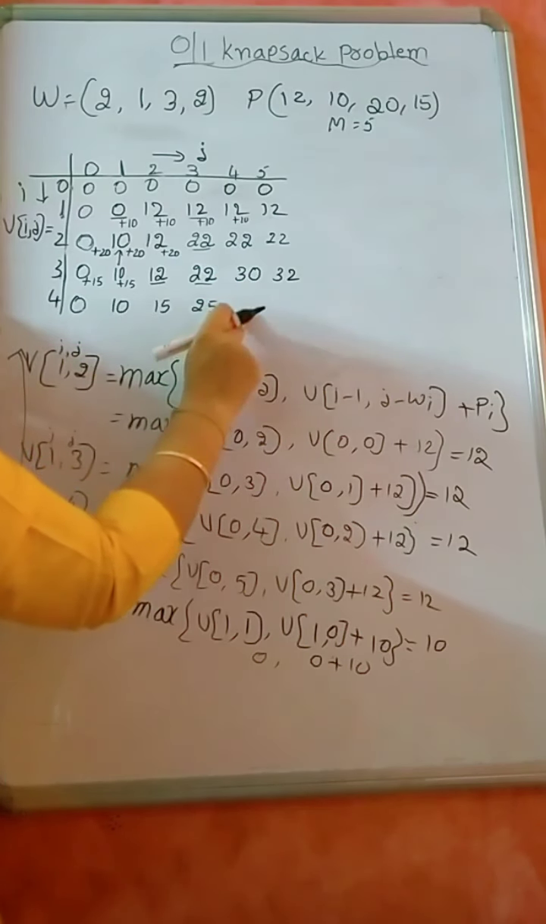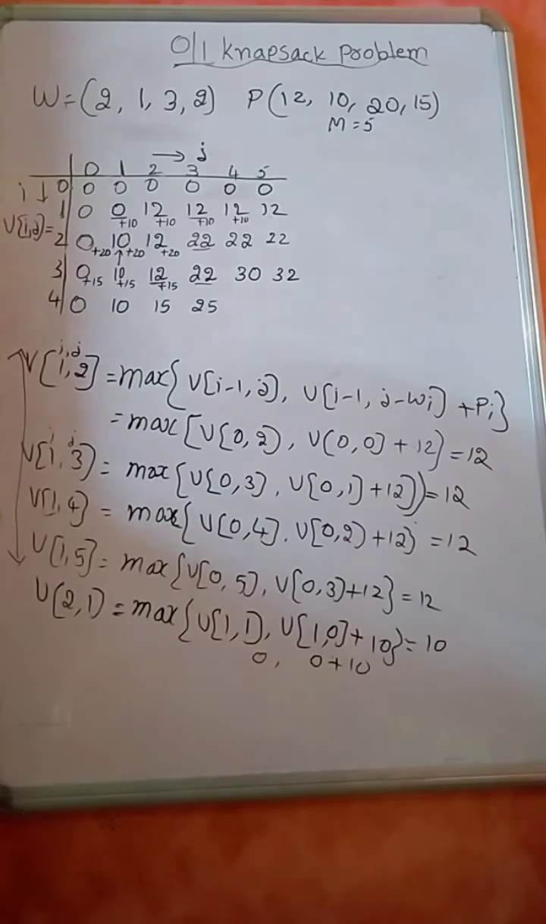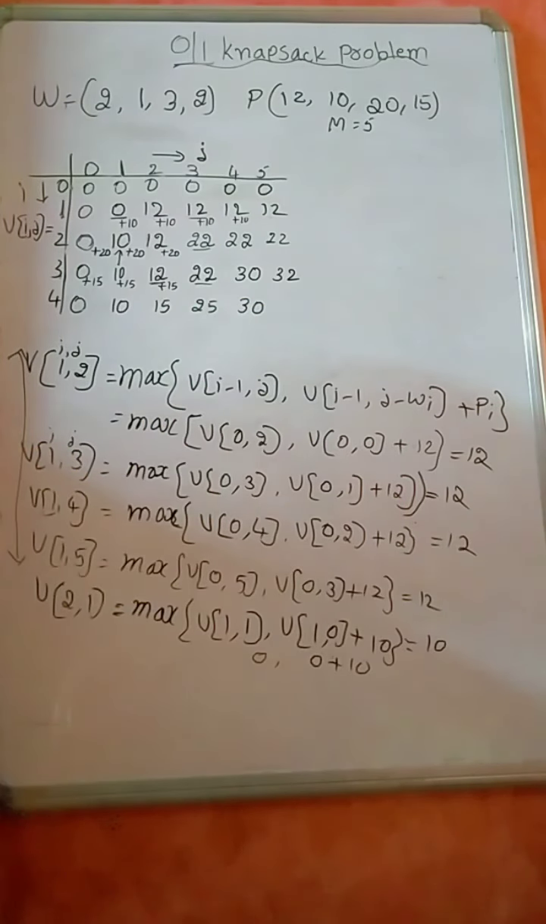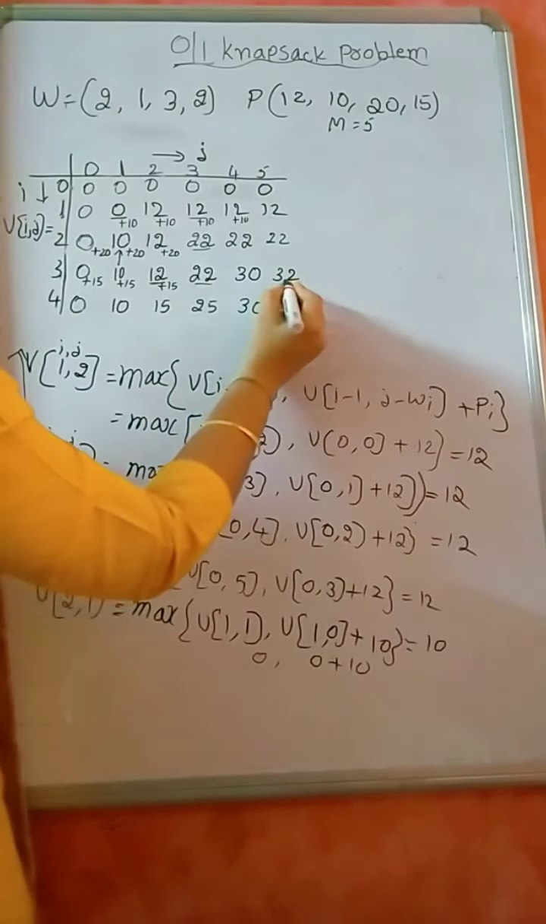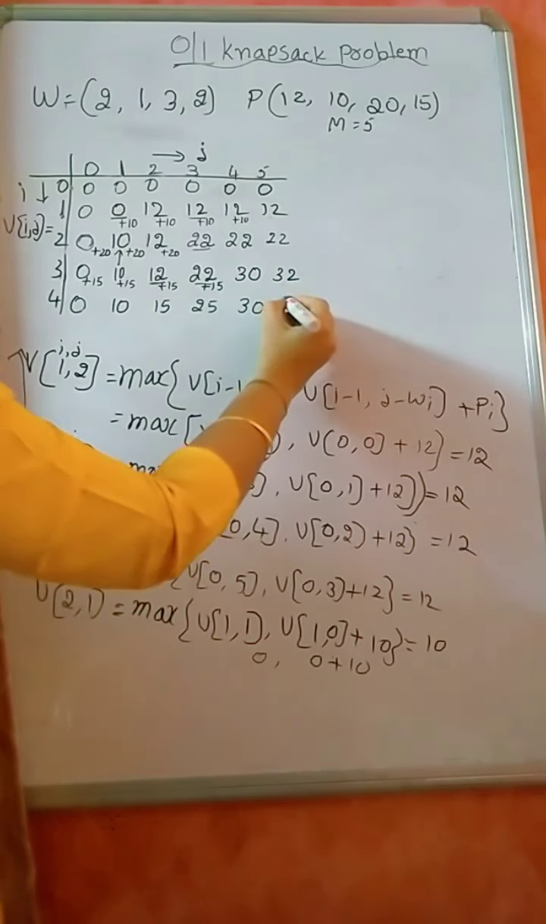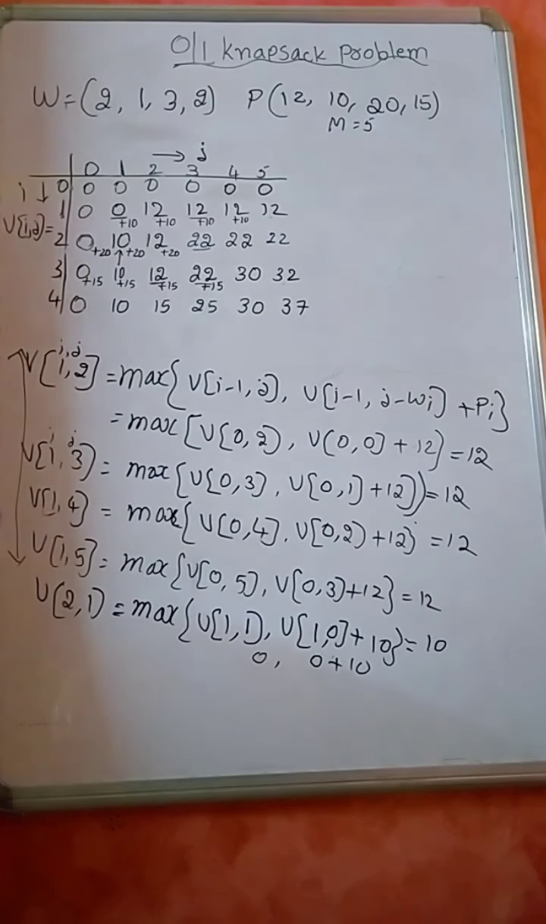Next in this entry, is 30 maximum or 12 plus 15 maximum? 12 plus 15 is how much? 27. So 30 is the maximum. Now is 32 maximum or this maximum? So 37 is the maximum. So this is the easiest way you can fill the table.